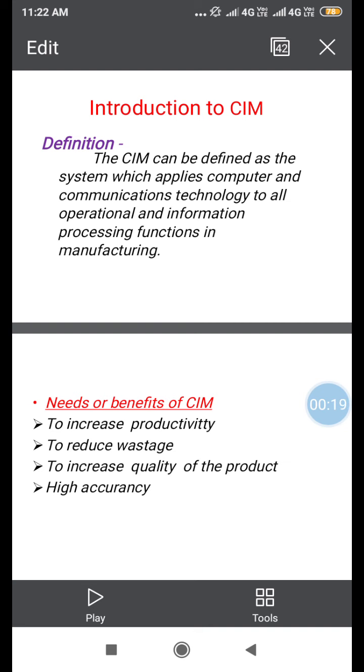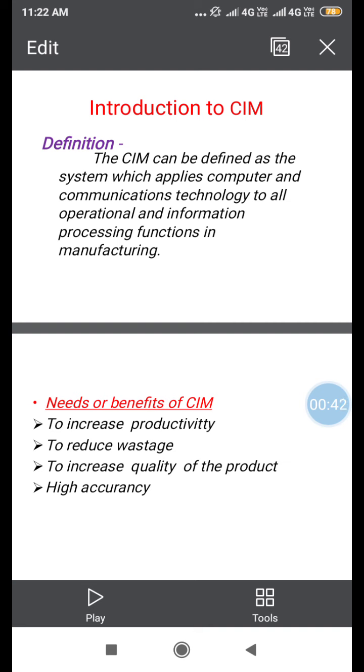CIM is computer integrated manufacturing, which can be defined as the system which applies computer and communications technology to operational and information processing in manufacturing. It means we apply computer technology in the manufacturing process to simplify the manufacturing process, not the design.